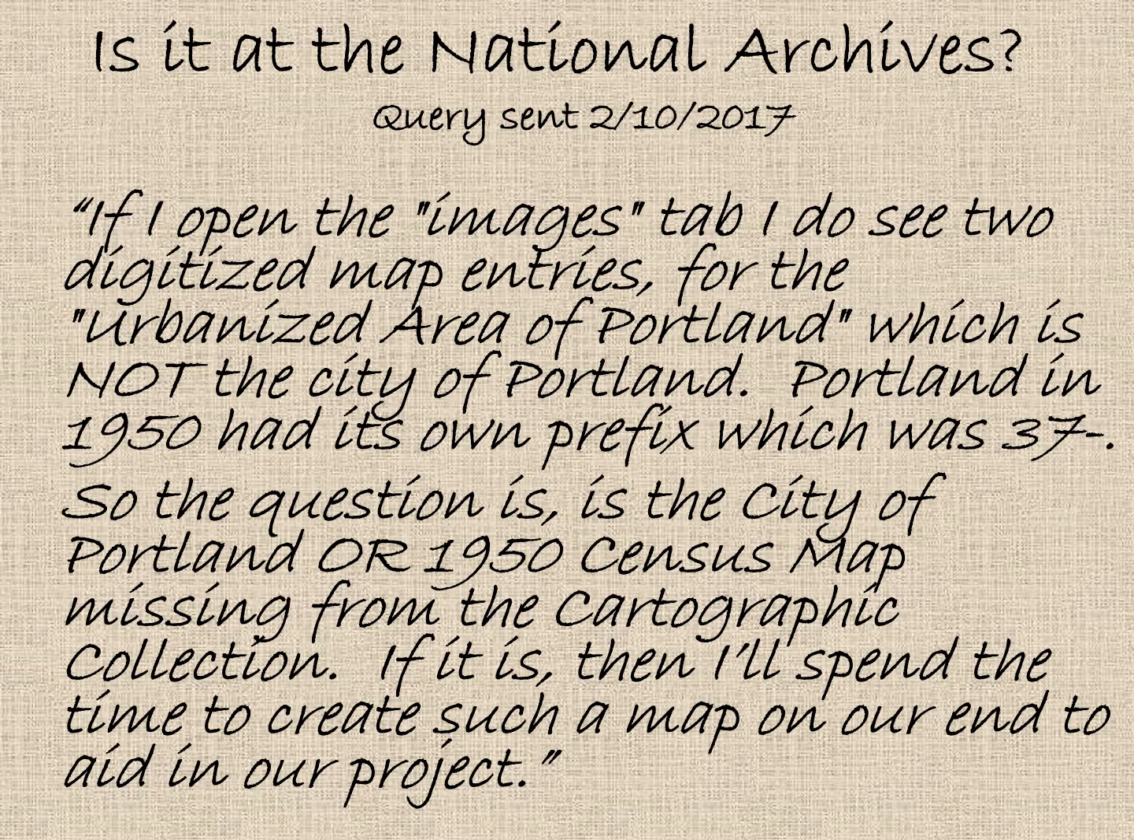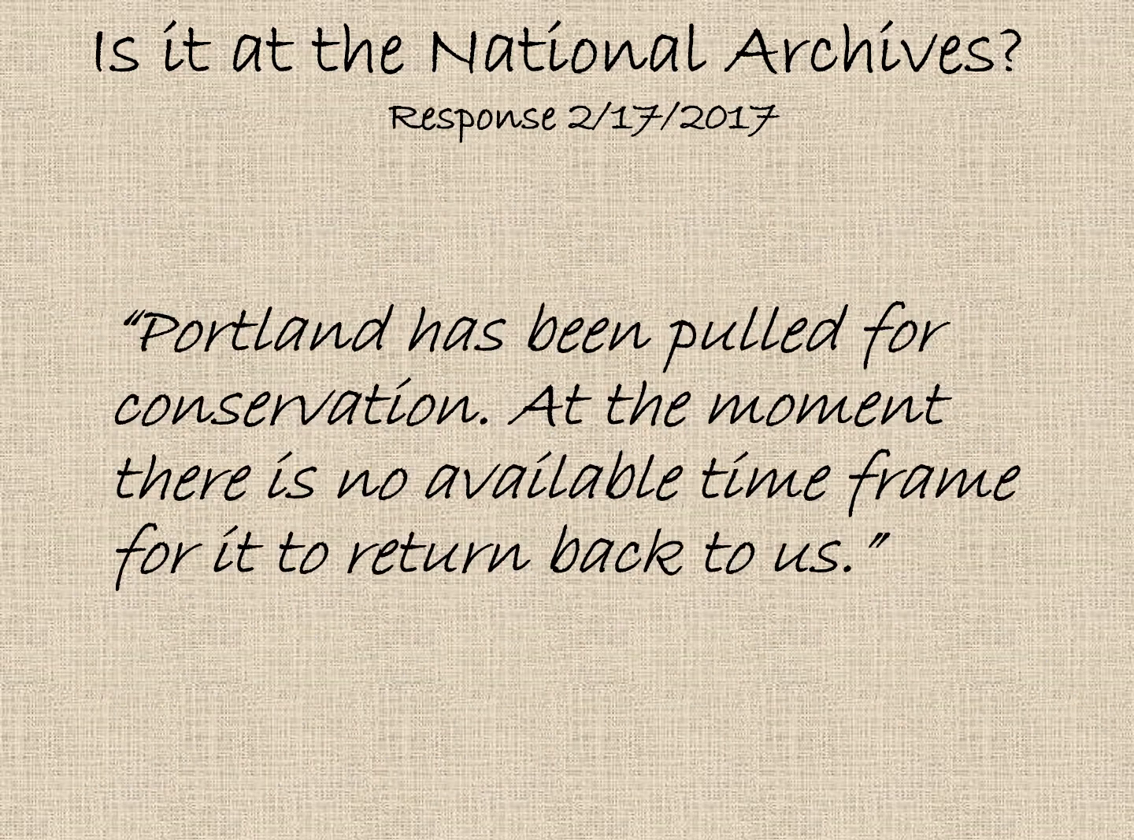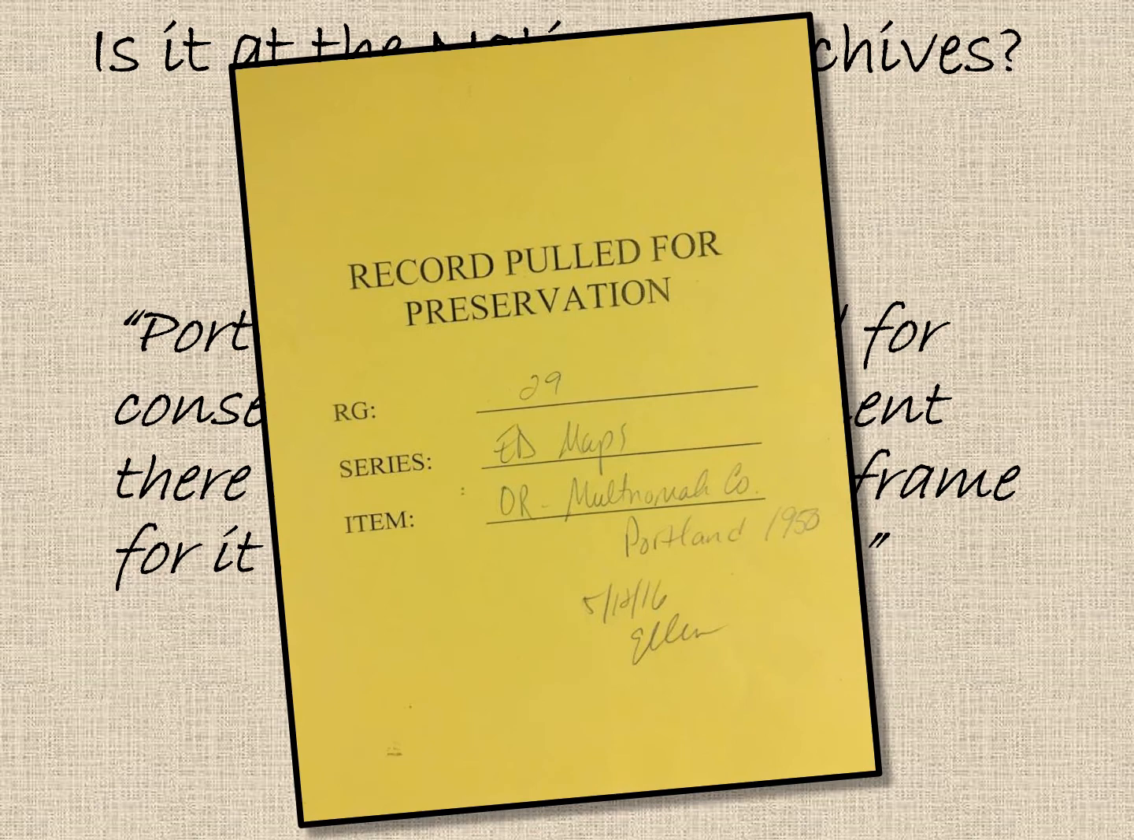And then a week later, I got a response from them that Portland has been pulled for conservation, meaning the map was in pretty bad shape. At the moment, there is no available time frame for it to return back to us, and that's the reason why it wasn't digitized and put on the National Archives catalog. And they also showed me a copy of what is in the place of where that map should be. And you can see it was pulled on May 12th of 2016. So I'm writing in 2017, and it still had not been returned.